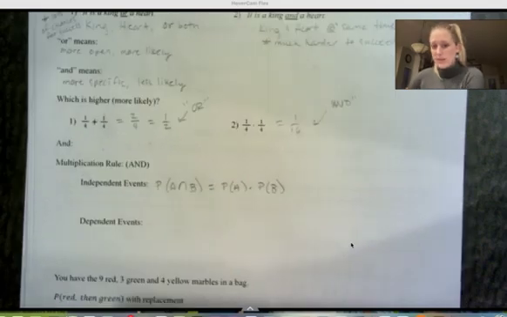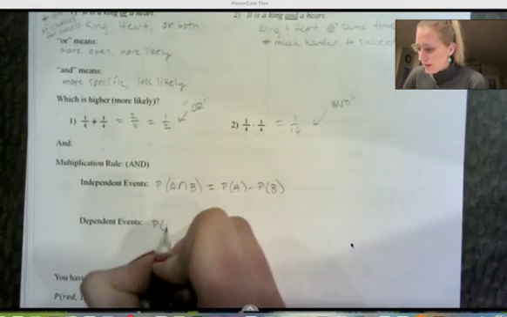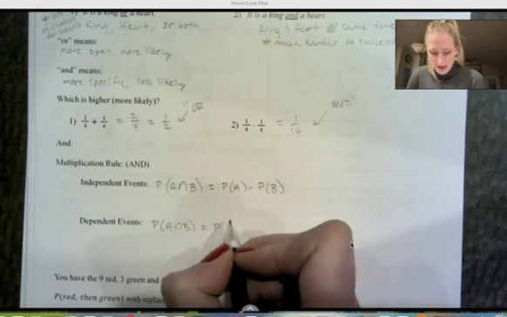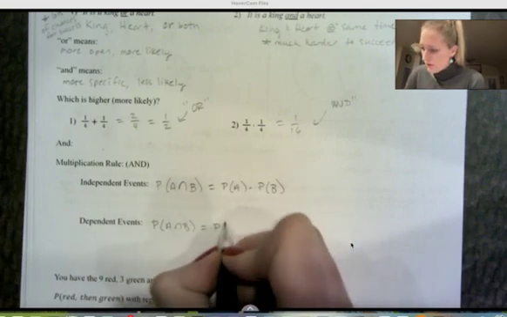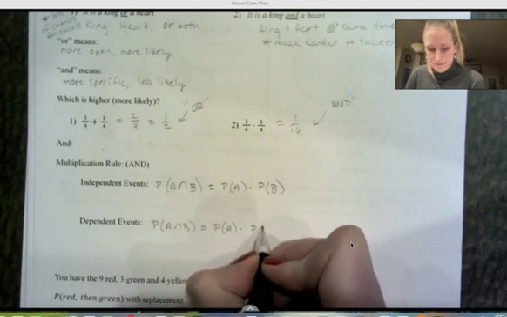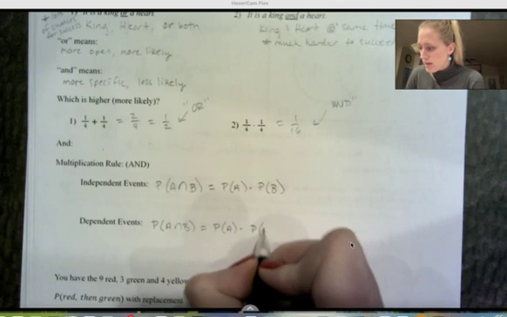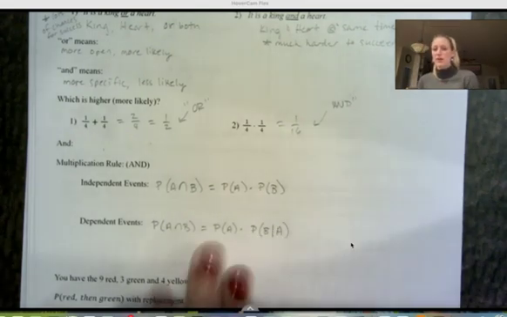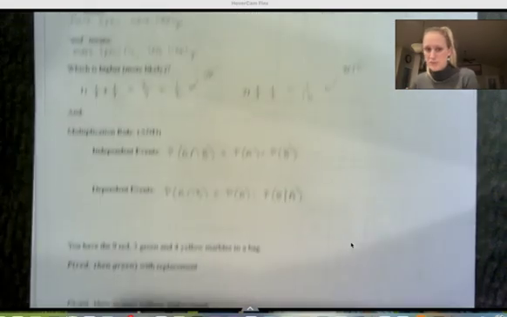When it's a dependent event, it's the same exact thing, but we're going to do the probability of A times the probability of B given A. Sorry, I said that backwards. B given A has already happened. Okay, and we're going to see an example of the difference between these two here.